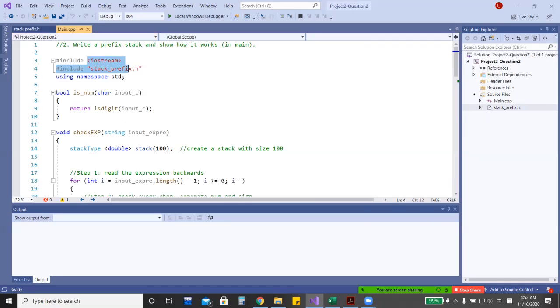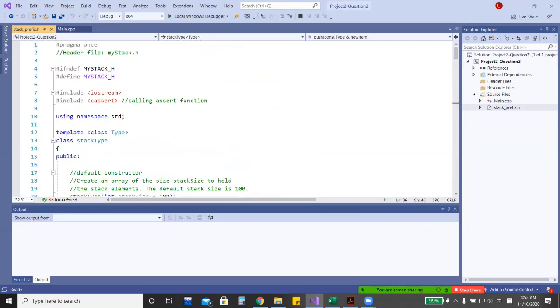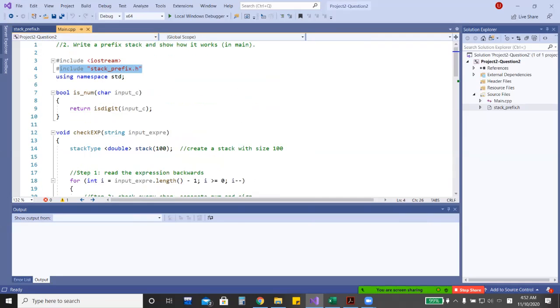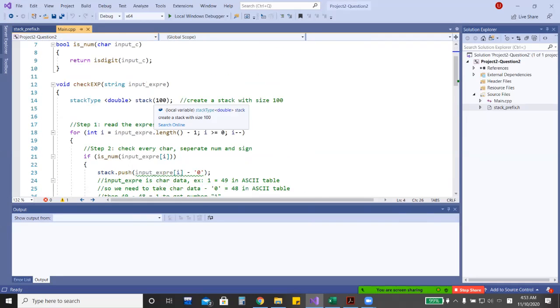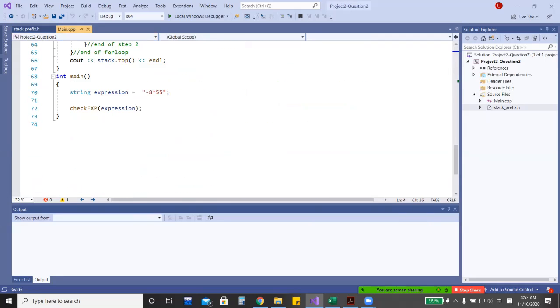Of course, we have to include iostream and string, and use the namespace std. Of course, I have to include the stack prefix.h, which is my stack class here. For this prefix, first of all, let us look at the main function.